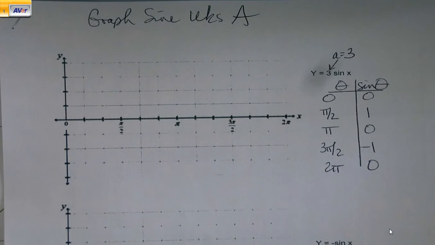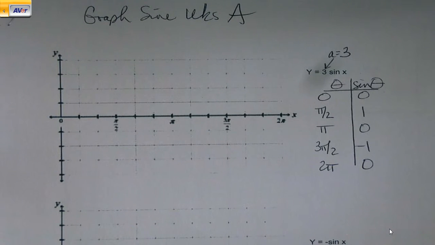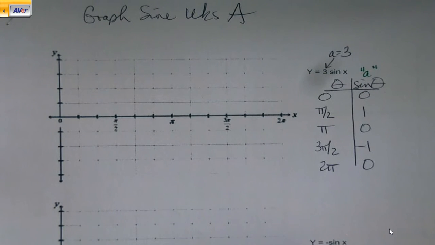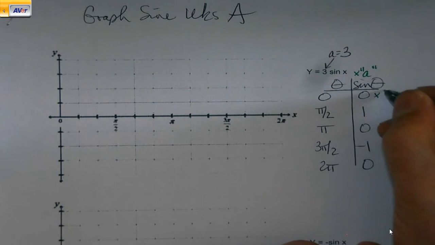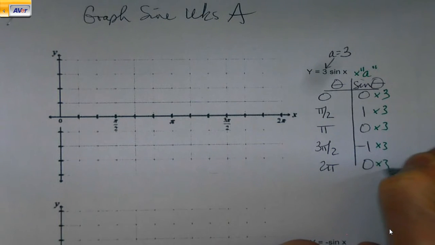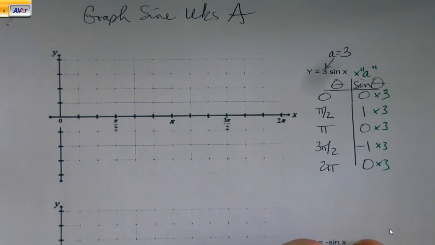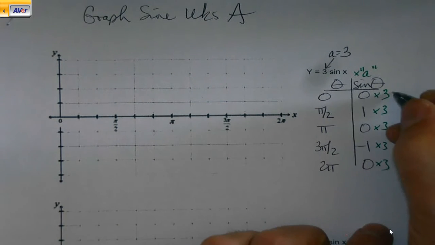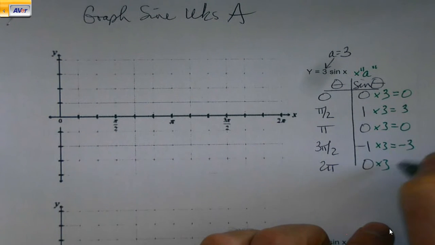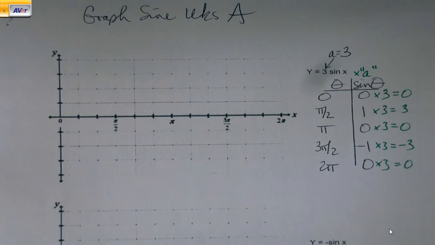Okay. So now what happens with this 3? What's this 3 going to change? Well, here's the answer. Whenever we have an A value, the A value is going to change the sine part of our value, how high up or how low it goes. So we're going to multiply all of our sine values by 3. Now, you may get to a point where you're comfortable enough not to do it in a chart like this, where you just do it in your head, and that's A-okay. But I would say for the time being, it's in your best interest to get this set up this way.